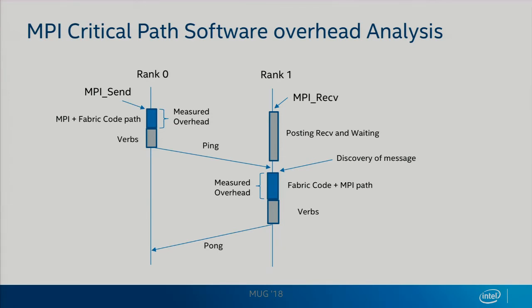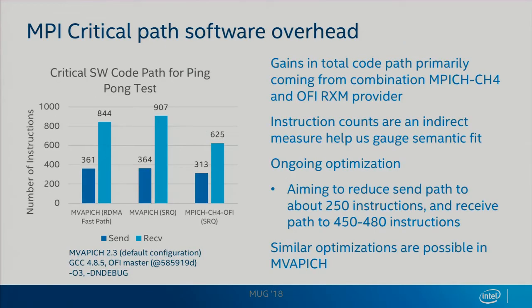So I'm trying to show the software overhead to go from MPI send to the fabric, and then onto verbs. But I'm not really measuring the verbs. Then I'm showing that same thing on the receive side. So here I'm measuring both the MVAPICH, like the RDMA fast path and the SRQ path, and I'm measuring the MPICH. This is the CH4 path.